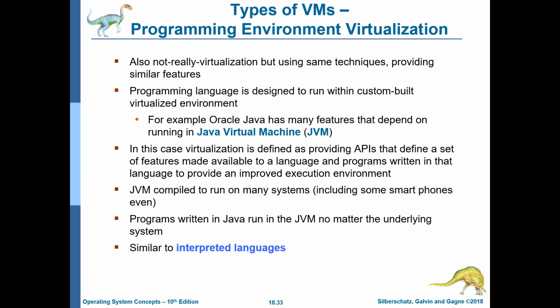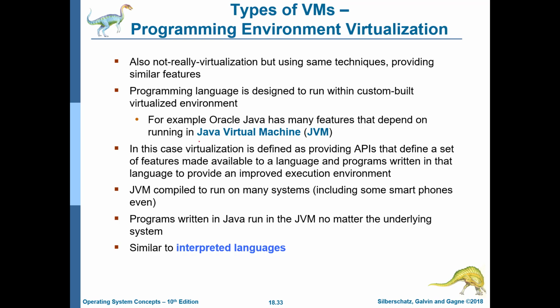So now coming to what you can call a type 3 hypervisor, which is basically virtualizing the programming environment. This is not classical virtualization, but it uses similar techniques, where a programming language is built to run on a custom virtualized environment, the way Java is designed, for instance. Oracle Java has many features that depend on running it on a Java virtual machine, which is a very simple machine, a stack-based machine.